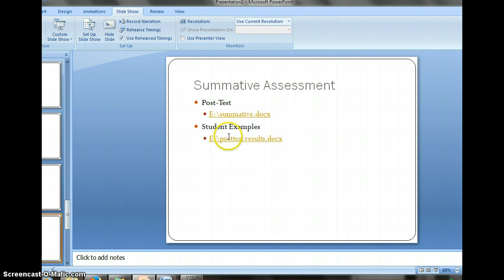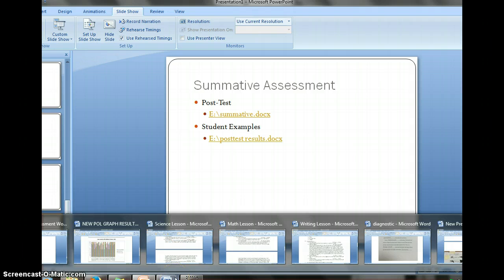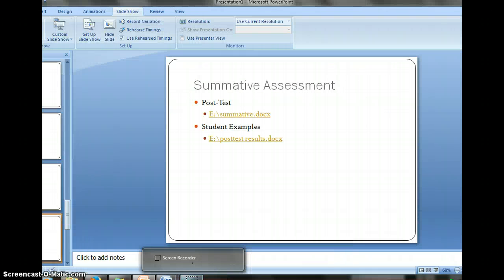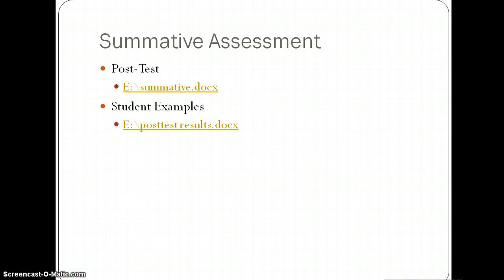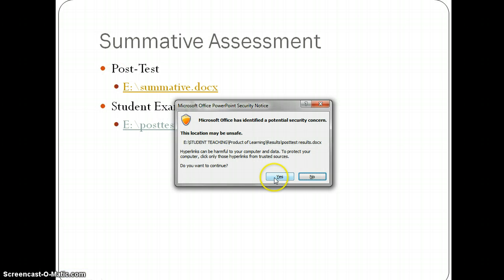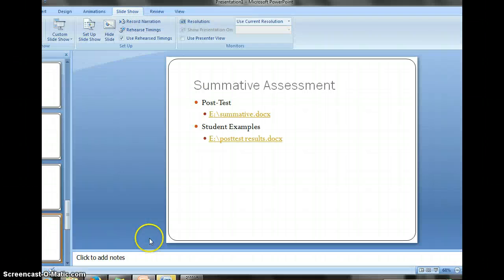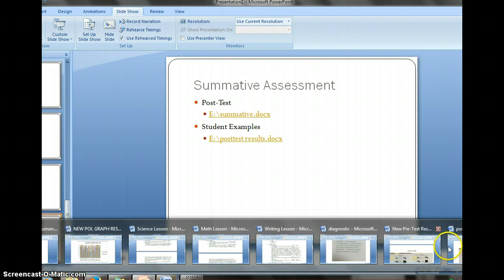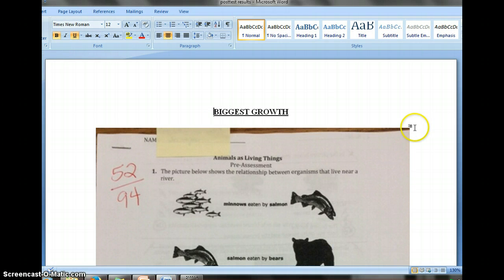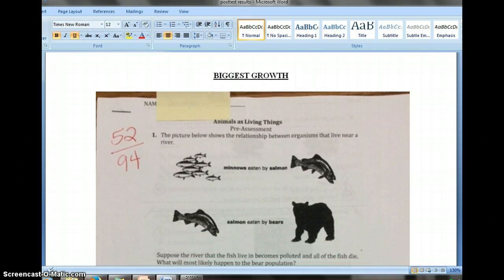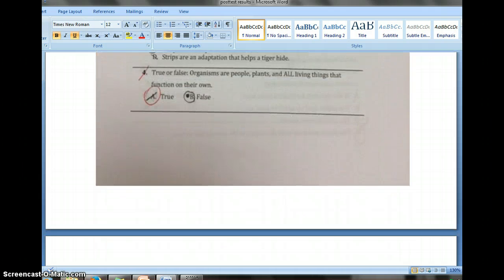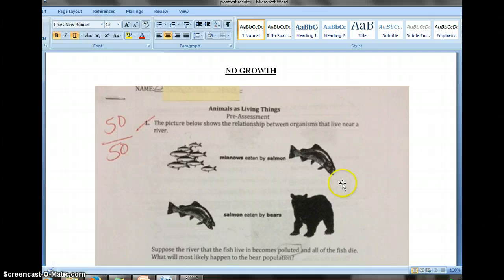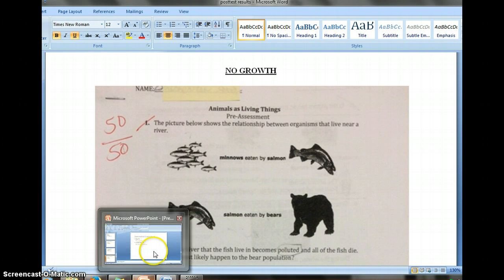And then the summative assessment was the exact same as the formative. I had a lot of students that improved from their pre-test to their post-test. This was the biggest growth that I had from one of my students, and that is amazing to me. And then I had one student who showed zero growth from their pre-test to their post-test.